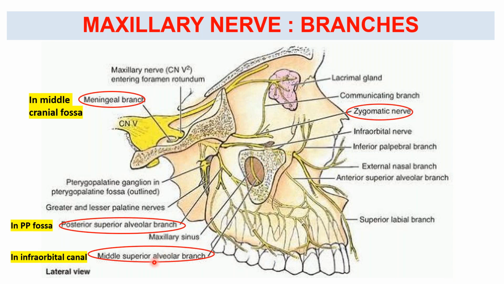In the infraorbital canal, it will give the middle superior alveolar branch. You can see this is the middle superior alveolar branch in the infraorbital canal, and then again it will give another branch, the anterior superior alveolar. So all the alveolar process and the teeth, the posterior superior, middle, and anterior superior alveolar, have been taken care of. Now on the face, it will divide into infraorbital, inferior palpebral, and superior labial branches when it has come out through the infraorbital foramen onto the face.